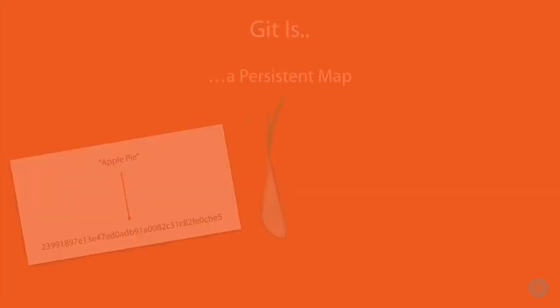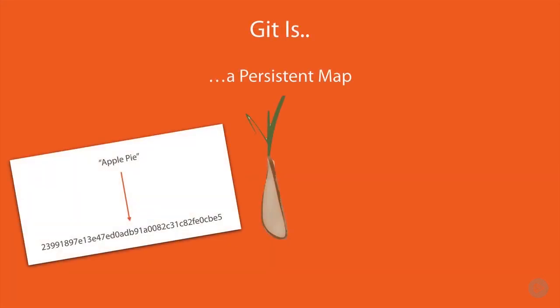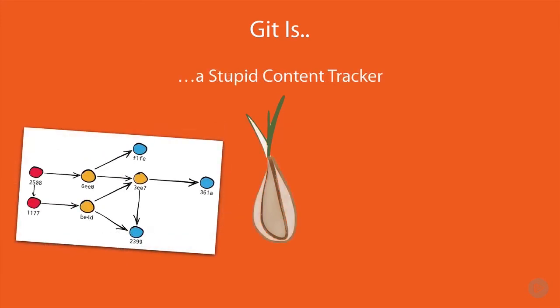At the beginning of this training, I promised that by the end of it, you would understand how Git really works. Congratulations, now you do. To get here, we started right from the core of Git, a simple map of hashes to objects. Then we looked into those objects and we got to the point where we could see Git as a stupid content tracker that tracks changes to your files and directories.